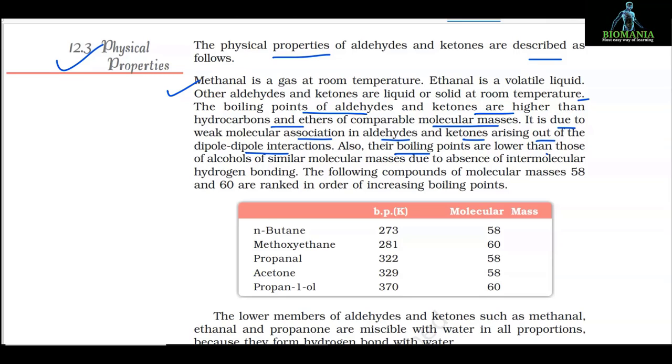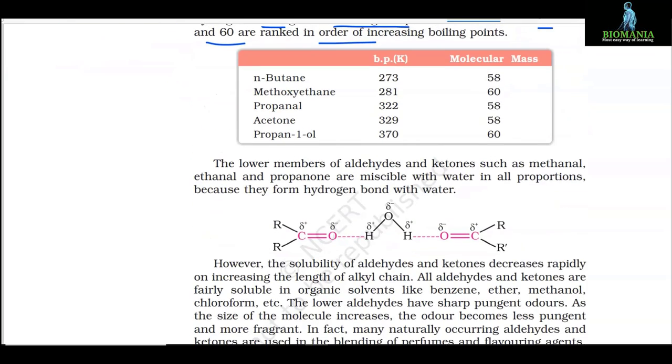Also, their boiling points are lower than those of alcohols of similar molecular masses due to absence of intermolecular hydrogen bonding. The following compounds of molecular masses 58 and 60 are ranked in order of increasing boiling points. Here you can see the boiling point of n-butane is 273, molecular mass 58. Methoxyethane 281, molecular mass 60. Propanal boiling point is 322 and molecular mass is 58. Acetone 329, and propan-1-ol 370, molecular mass 60.